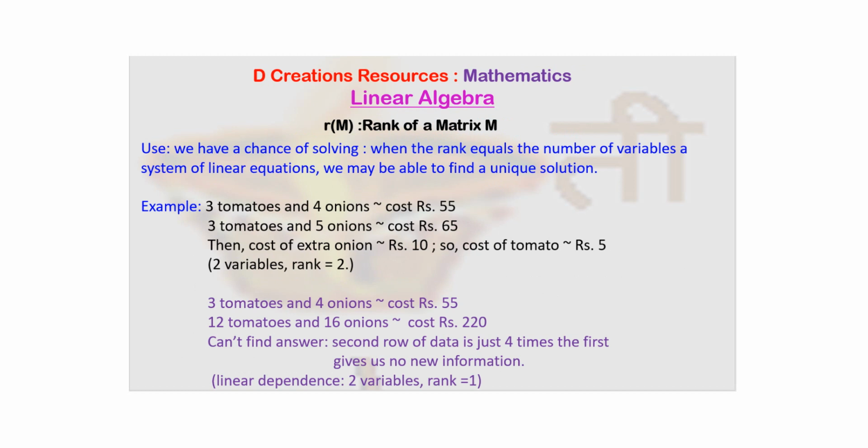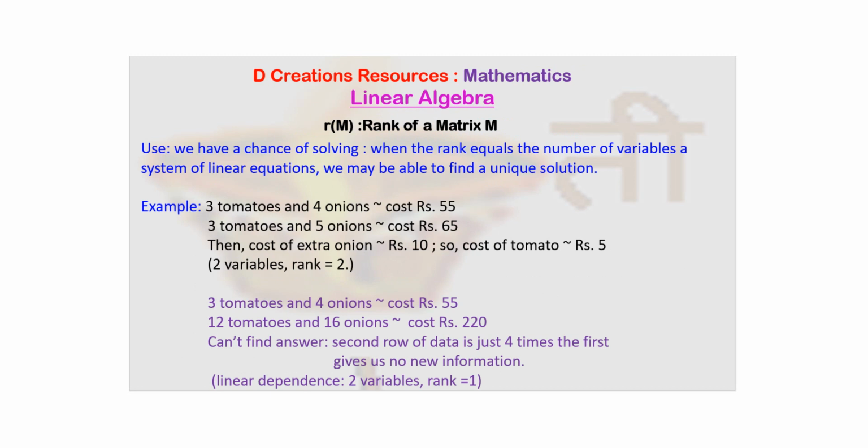Now if I just subtract the first one from the other, you get 10 as the difference of the cost and you get 1 onion. So you immediately are able to find out the price, in fact you are finding the variable y. I had said 3x plus 4y is 55, 3x plus 5y is 65. So subtracting the first equation from the second, you get y is equal to 10. That is the cost of an onion. Then if you back substitute, 10 into 4 is 40. So in the amount 55, remaining is 15, and there are 3 tomatoes. So the cost of each tomato is rupees 5. So x is 5, and you have determined both the variables. Here the variables are 2 and the rank is also 2.